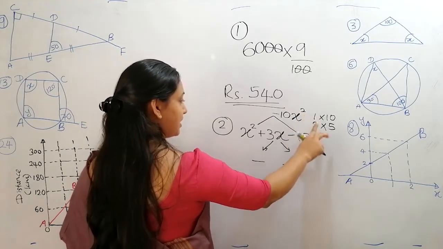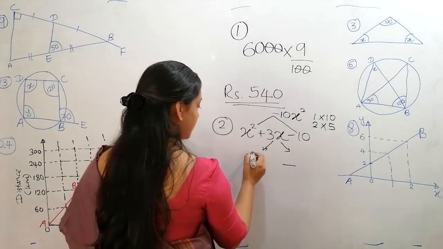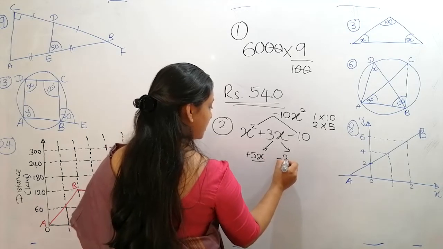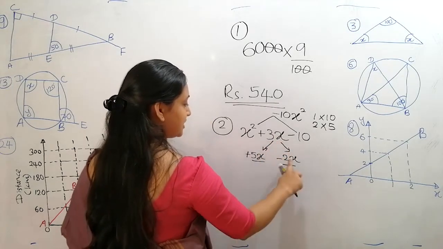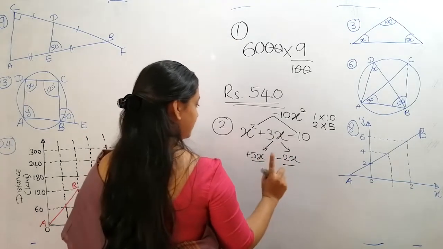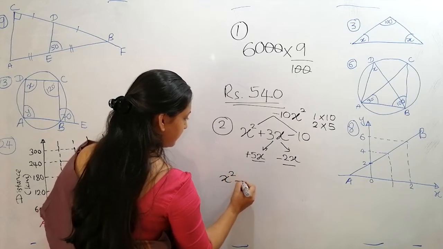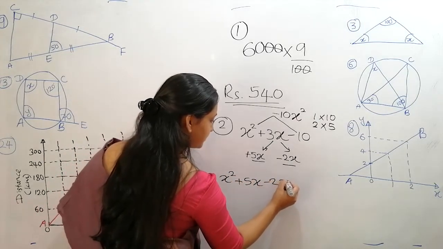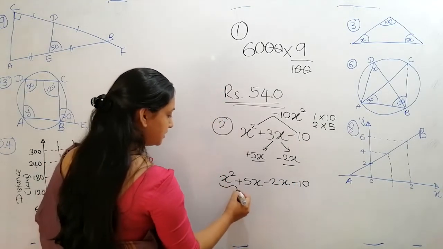To get the x squared, both terms should be x terms. Then we can get positive 5x and minus 2x. We can divide this middle term into two terms likewise. And then the next step: x squared plus 5x minus 2x minus 10. Then pair the terms.